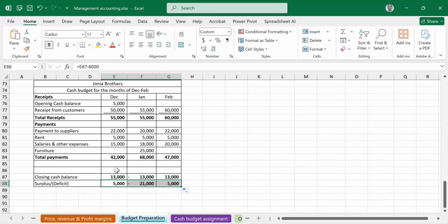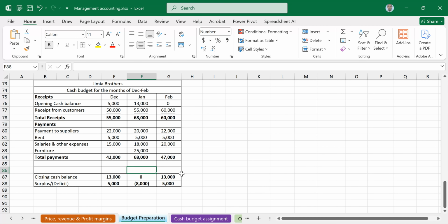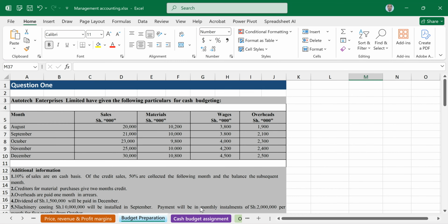But don't forget that the closing cash balance here becomes the opening cash balance up there. So we have equal sign at the top, then click on the closing cash balance in December, which becomes the opening cash balance. Then in February, you also drag across and it completes the question that way. That is what was required. Now on to the next one. We also have another one here. Go to the next worksheet, cash budget assignment.